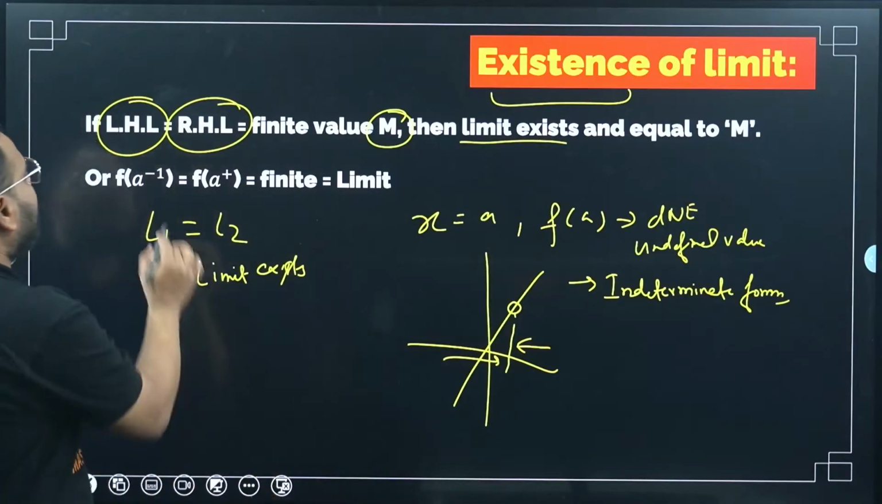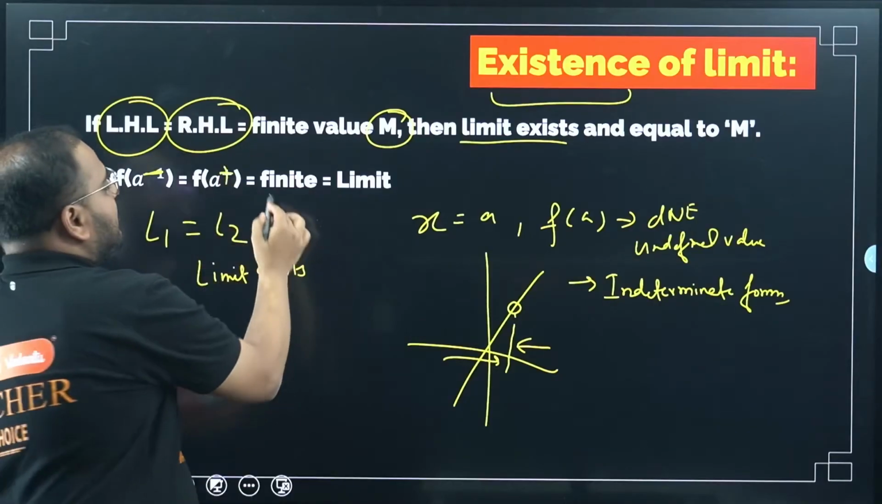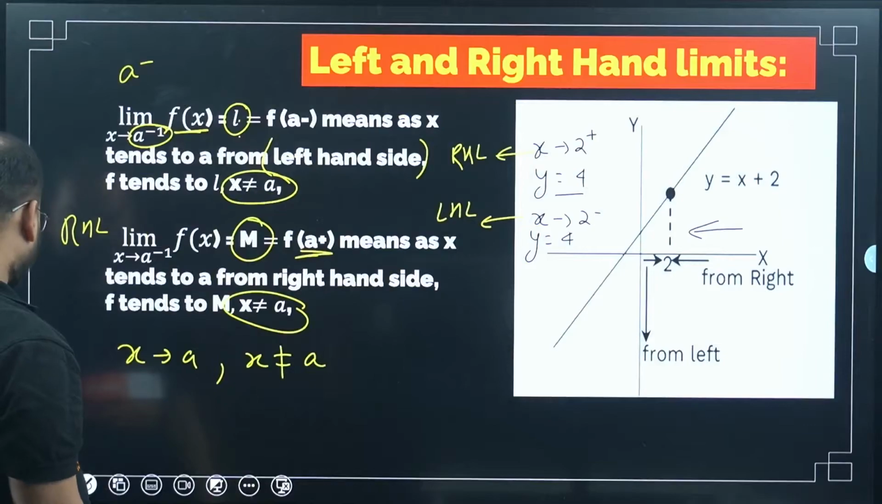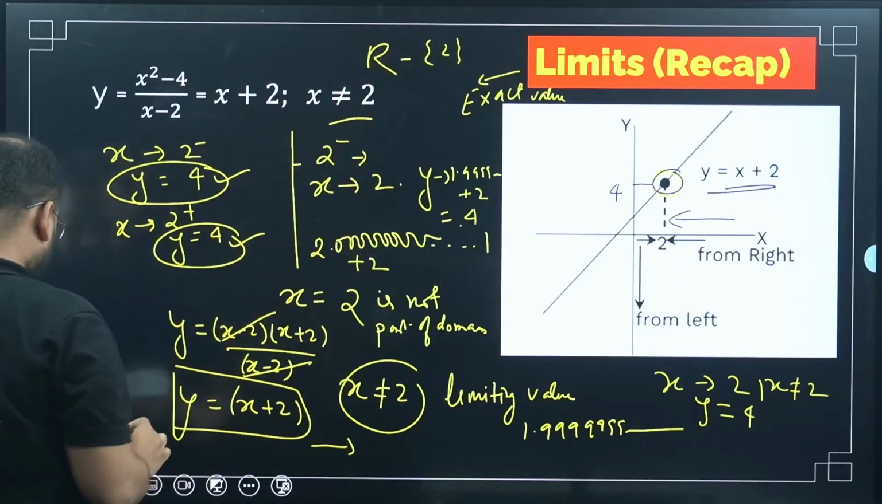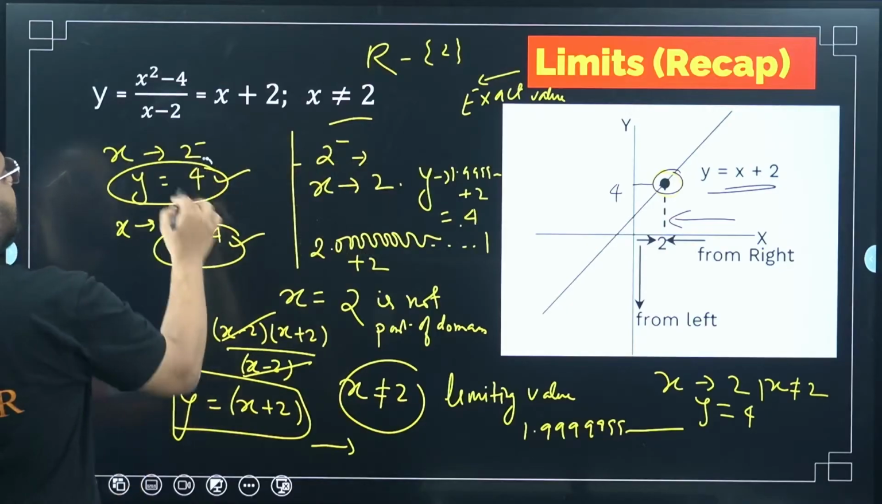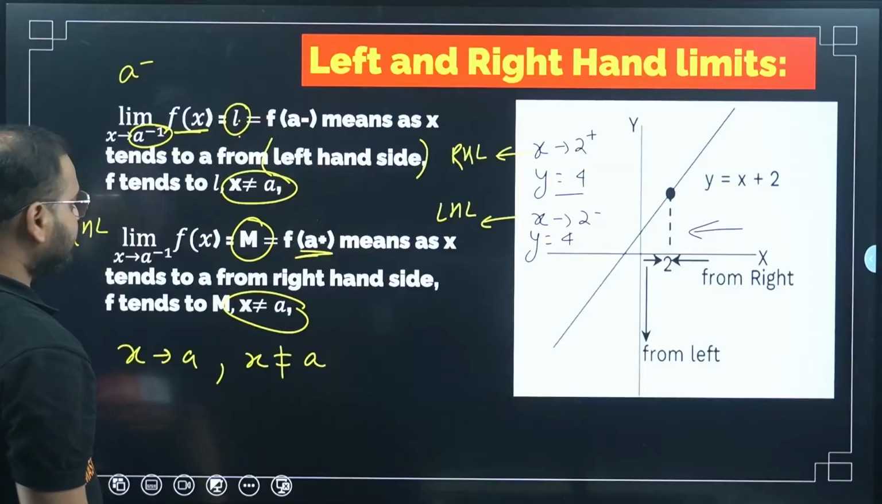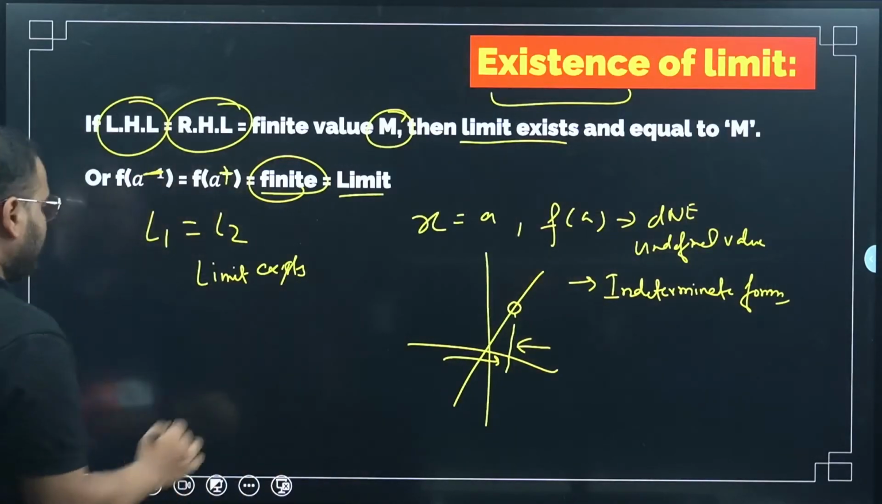So you look here, if I approach from the negative side and from the positive side, I am able to reach a finite value, a limit. In this case that finite value was 4, sir. So I was able to approach the limit. If I write the summary over here, please check.